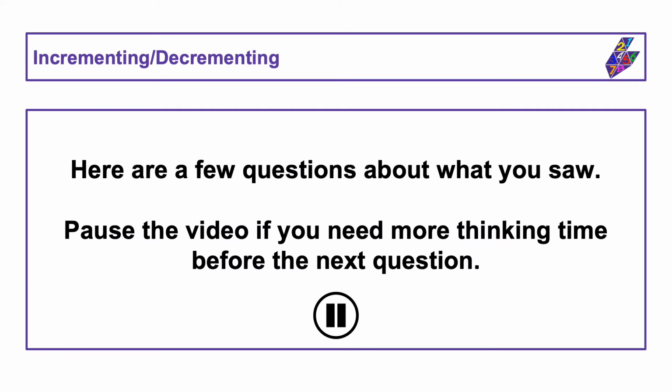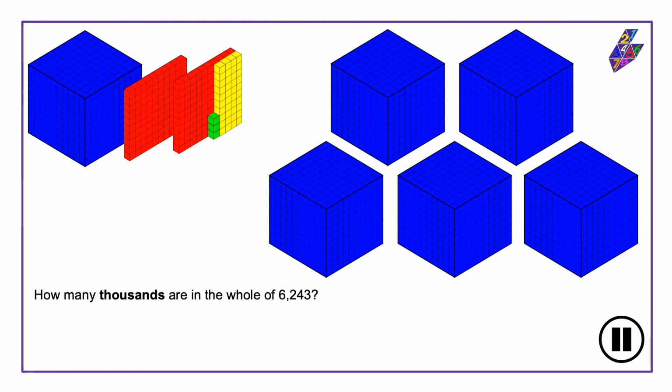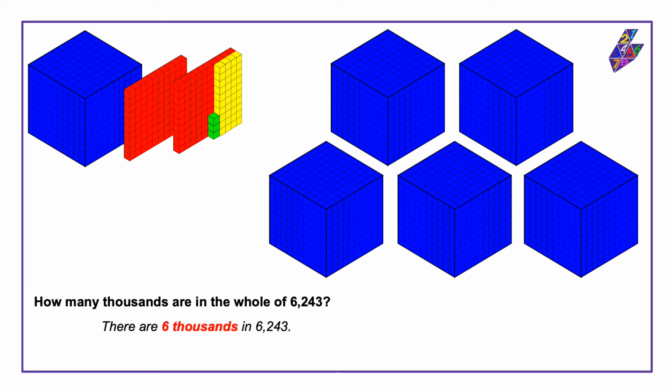Here are a few questions about what you saw. Pause the video if you need more thinking time before the next question. How many thousands are in the whole of 6,243? There are 6 thousands in 6,243. You can see the thousands represented by the large blue cubes here.